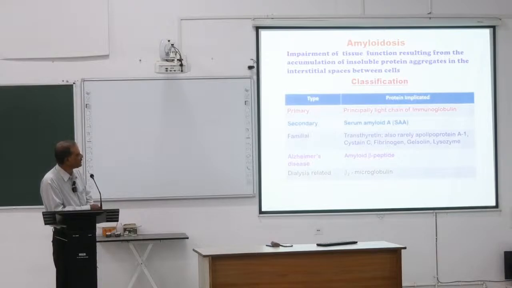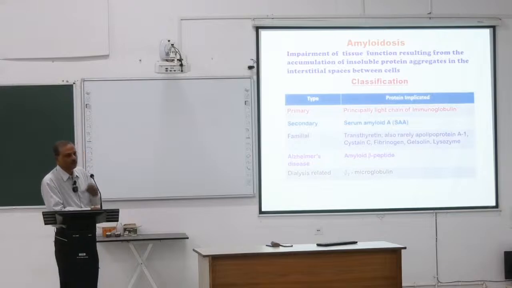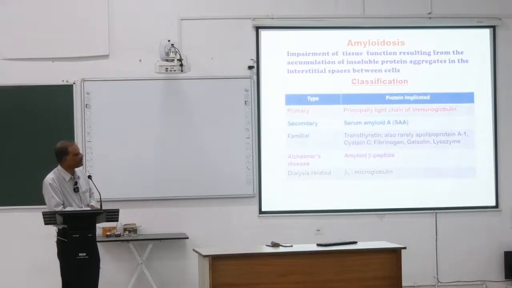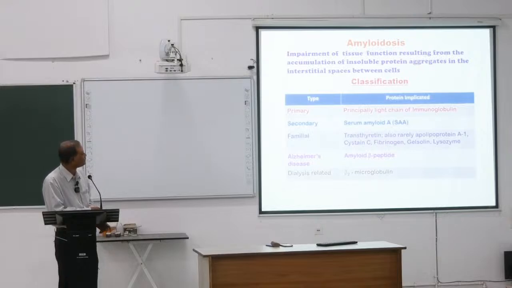This is one disease. Just remember this thing, not much of this. Just impairment of tissue function resulting from accumulation of insoluble protein precipitate in the interstitial places between cells. There will be several abnormal proteins, and that will be precipitated. One thing you remember, at least one is the primary part. There is a classification, but primary is primary light chain immunoglobulin, which is synthesized, which is deposited in the interstitial space, and that causes amyloidosis.